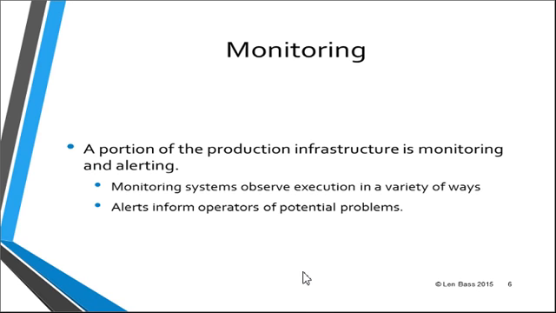Once the system is placed into production, it's monitored. So a portion of the production infrastructure is monitoring and alerting about applications. So there's a measuring system that observes the execution of your application in a variety of ways, and it informs the operators of potential problems. Again, we'll get into this in more detail later.